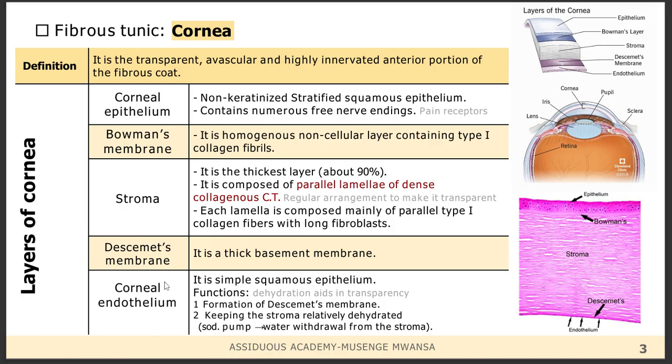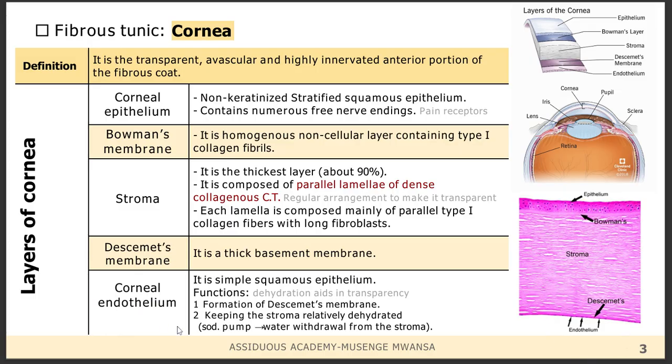And then now we're going to have the corneal endothelium. Endothelium is basically epithelium that lines inner cavities like of blood vessels. Also the heart, except we will call it mesothelium. So it is a simple squamous epithelium. If you just hear of endothelium, that's simple squamous epithelium. The function is it helps in dehydration. Okay, so dehydration will help in transparency. That's why the eye is going to be open like that.